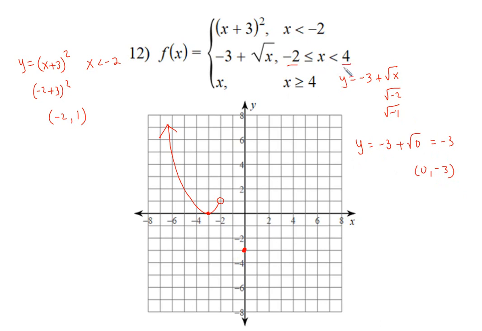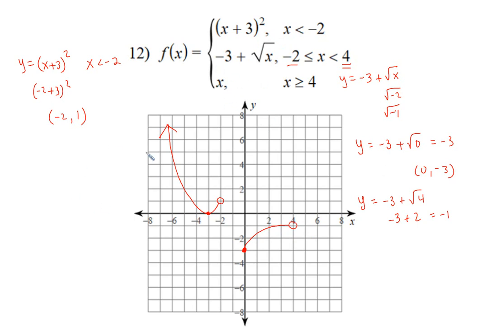Now, I'm going to plug in the 4. So the 4 should be fine. So y is equal to -3 plus square root of 4, which is 2. So -3 plus 2, so we end up with -1. So we know when x is 4, the y will be -1. And we need an open bubble here because it's not inclusive. And then we have a square root graph. So we know the square root graph kind of just goes like this, okay?